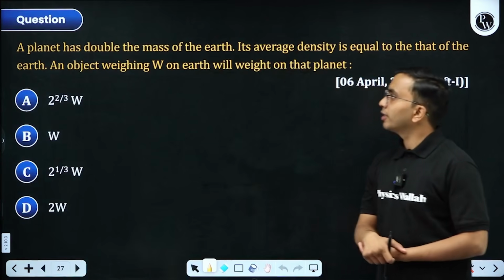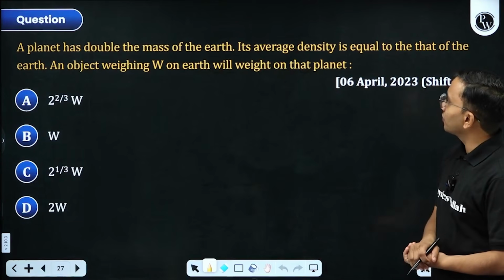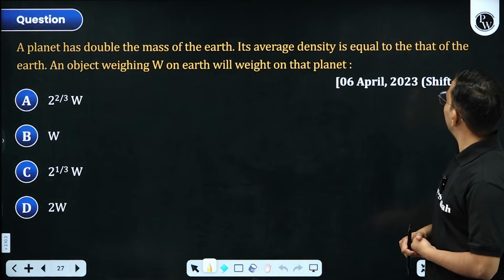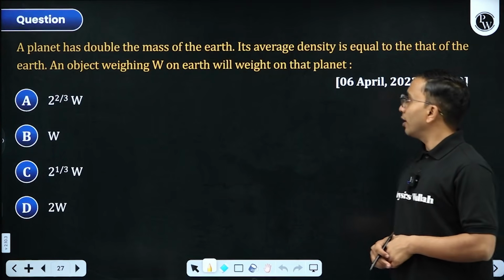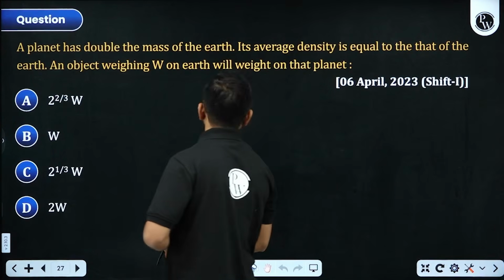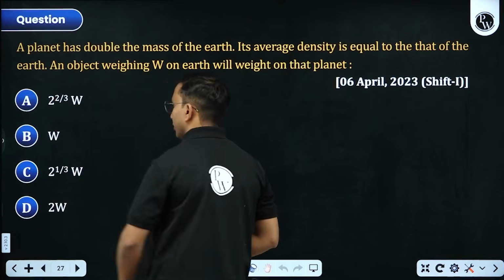Another question. A planet has double the mass of Earth. Its average density is equal to that of Earth. An object is weighing W on Earth. How much will it weigh on that planet in terms of W?